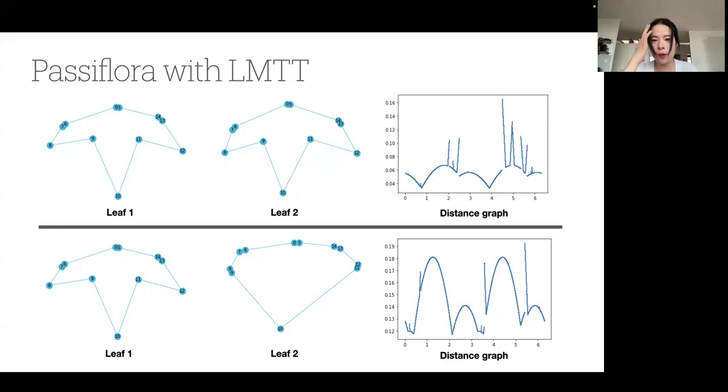We have the distance graph normalized to the min and max, so we have to pay attention to the y-axis. But we can already tell from the distance graph here, as an example, that the distance between the two leaves on the top row is much smaller than the distance between the two leaves on the bottom row.